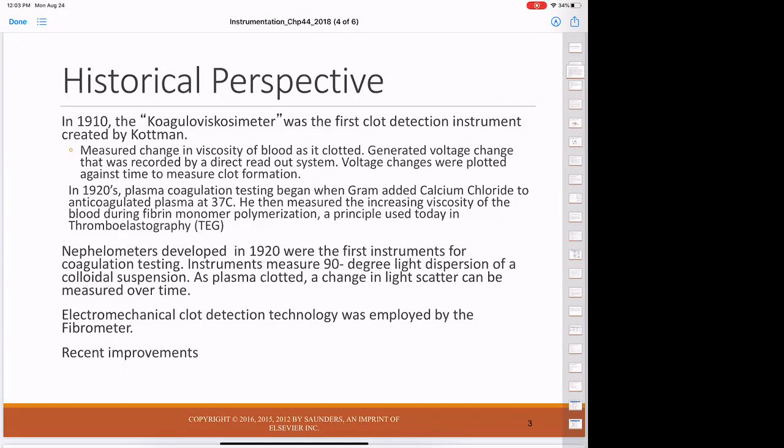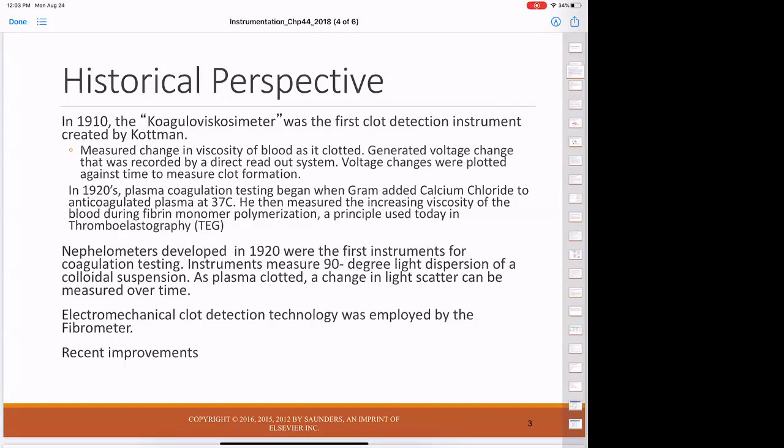In the 1920s, plasma coagulation testing began when Graham, an innovative researcher, added calcium chloride to anticoagulated plasma at 37 C. Graham then measured the increasing viscosity of the blood during the fibrin monomer polymerization, a principle that we use today in thromboelastography, or TEG.